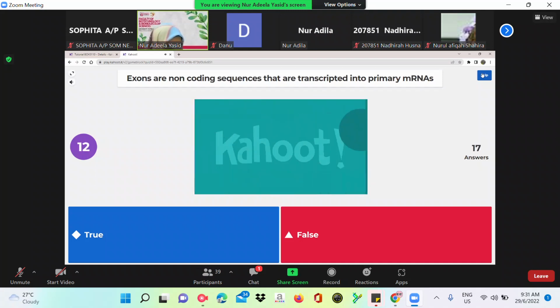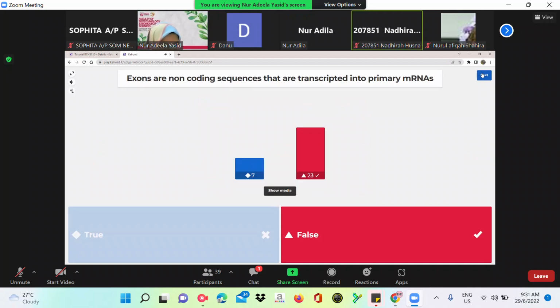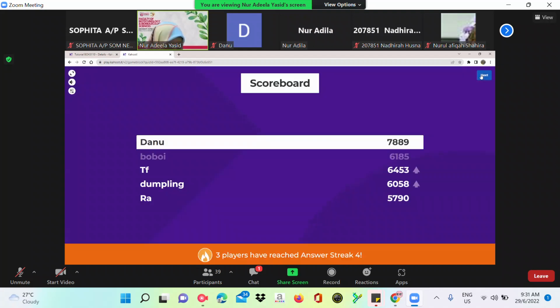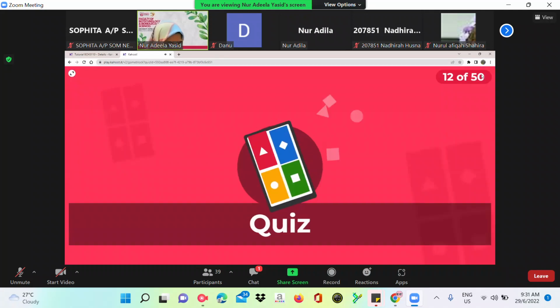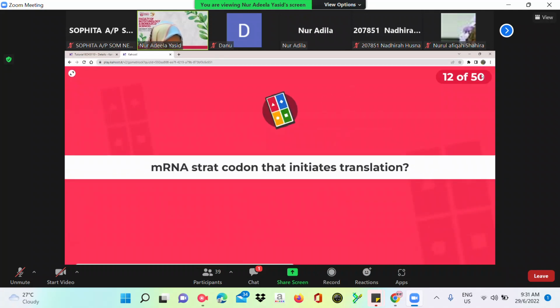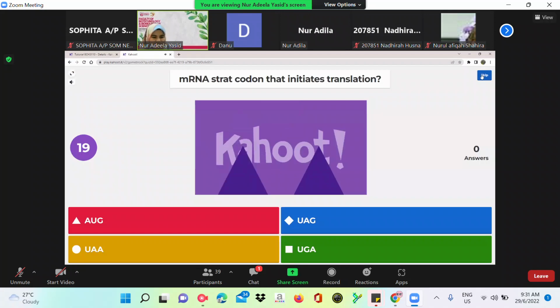So what is exon? Terkesalah. So exon is a coding sequence. So the non-coding sequence would be introns. Yes, mRNA start codon that initiates translation.